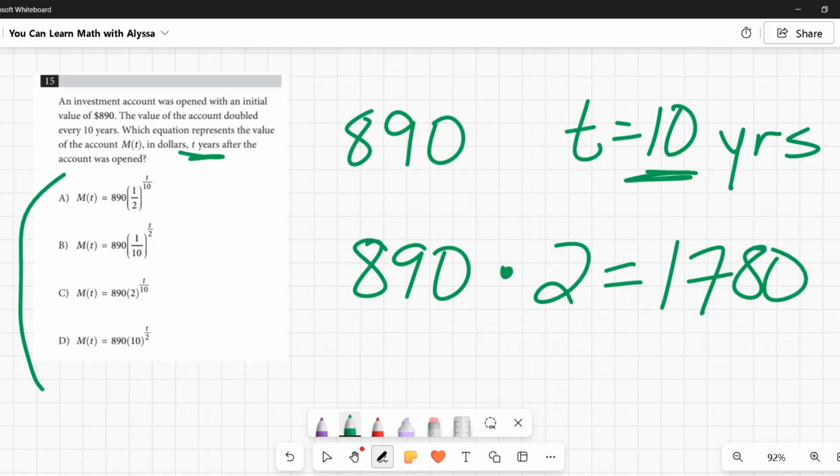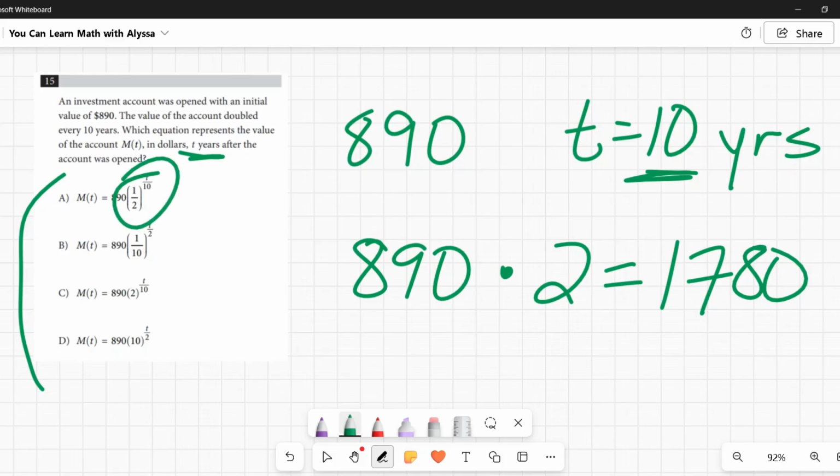So there's a couple ways you could look at this. You could look at all these and you could plug 10 in and you could do all this math for each one and see which one gives you 1,780. Or you could recognize, this is quicker, that each one is 890 times something. So since over here I've got 890 times something over and over again, how about I just look at this part and see which of these 4 things, if I plug 10 in for t, am I going to get 2? And that's a lot less math, and we don't even really need our calculator, frankly.